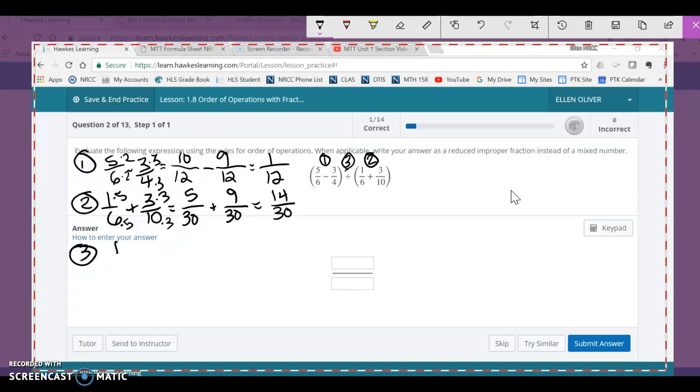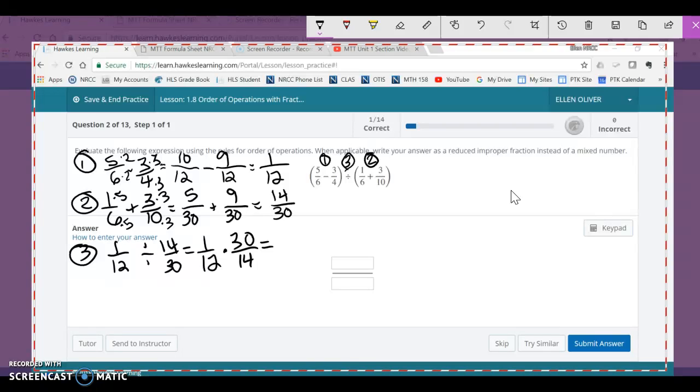Answer to 1 was 1/12. Divided by answer to 2, 14/30. Now, what I notice with 14/30 is that I can reduce that. But if I don't notice that right away, it's fine. I'll reduce it in the next step. Division means invert and multiply, so 1/12 times 30 over 14.